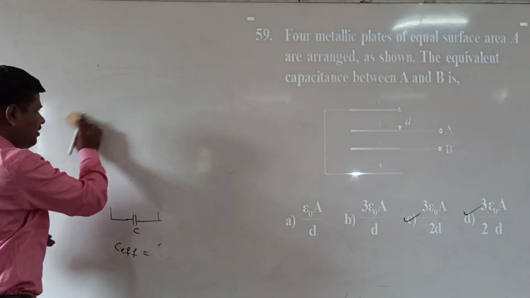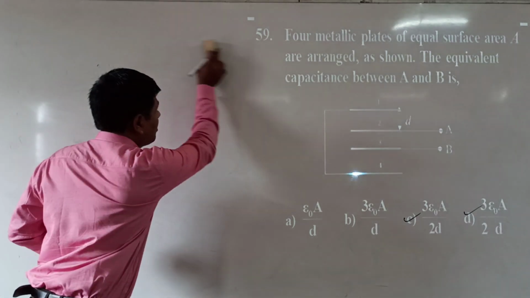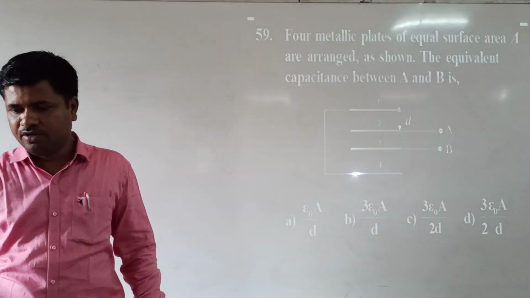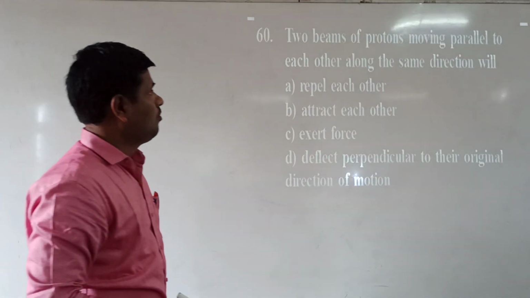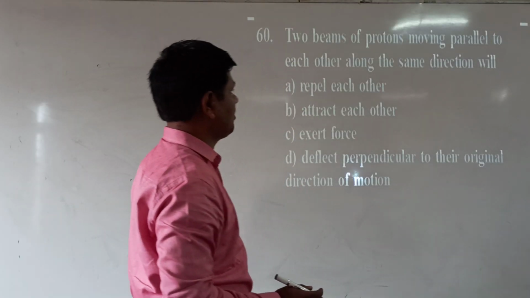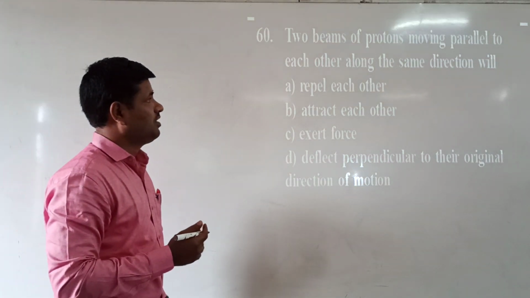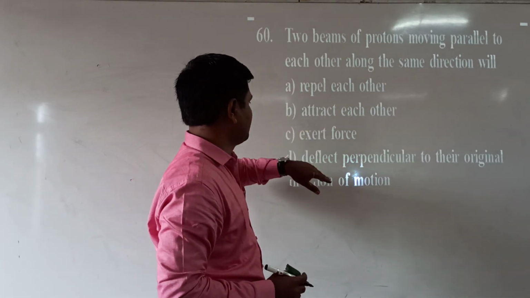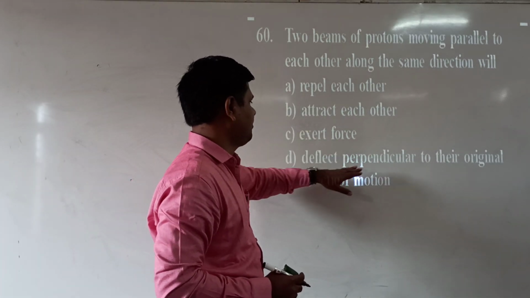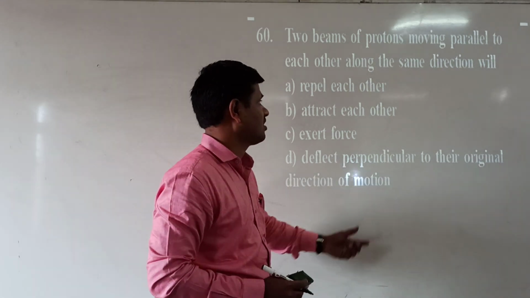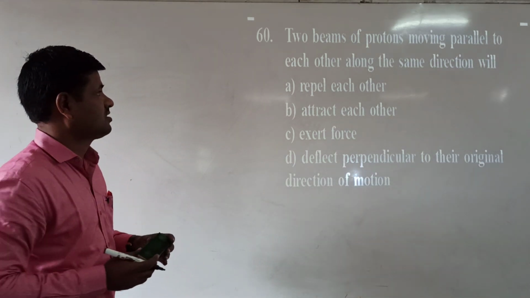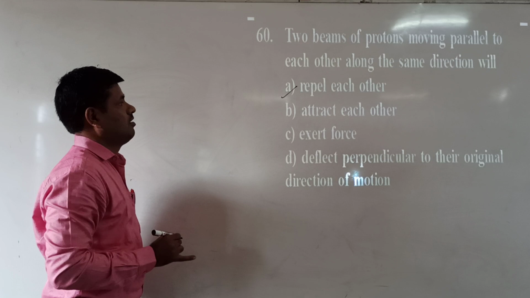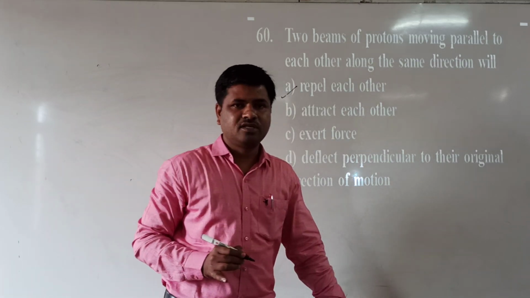Next, in this video, the last question. That is question 60. Two beams of protons moving parallel to each other along the same direction. The options given are: repel each other, attract each other, exert a force, deflected perpendicular to the original direction of motion. The two protons are moving in the same direction. The two protons repel each other. So which option is correct here? A option is correct. Thank you.